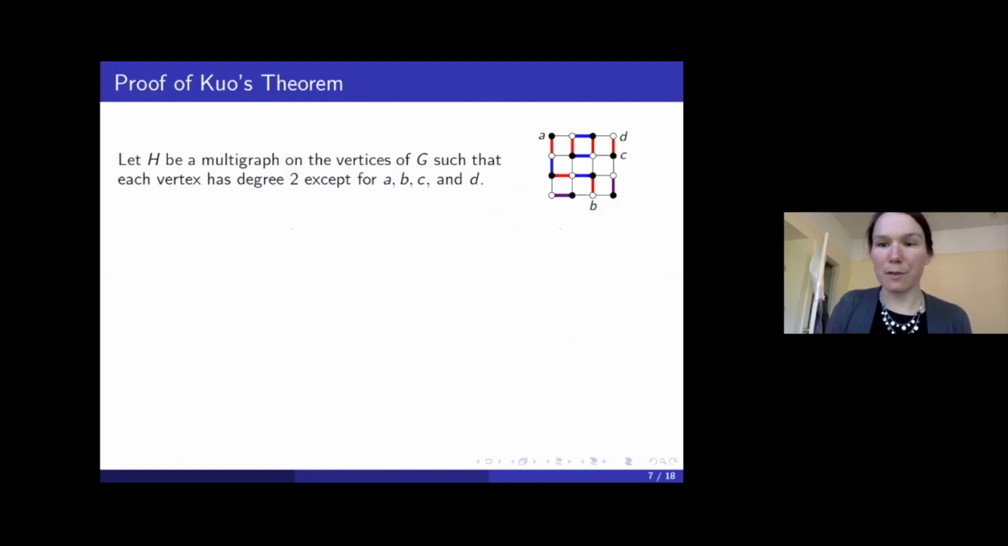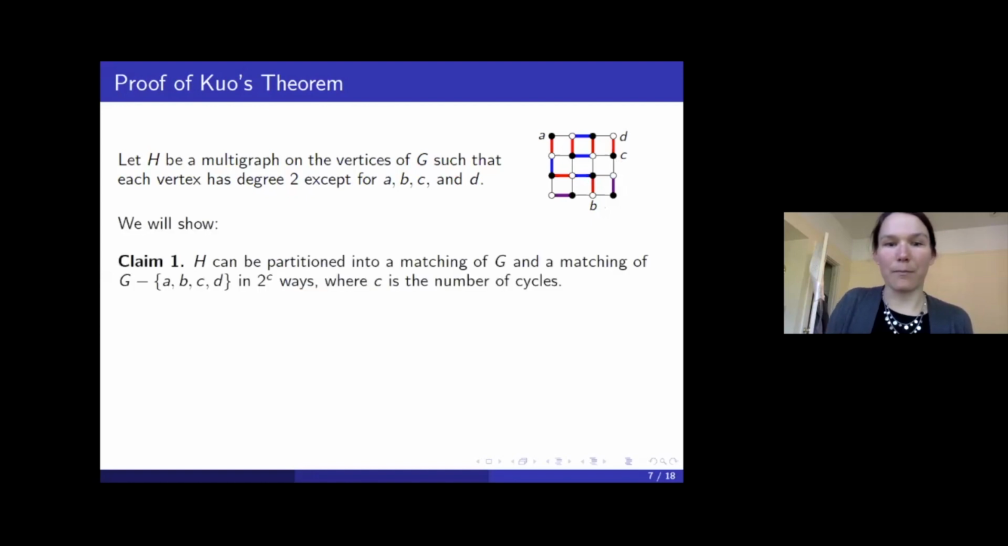So to prove his theorem, what Kuo does is he lets H be one of these multigraphs on the vertices of G, so that every vertex has degree 2, except for A, B, C, and D. And then what he shows is that H can be partitioned into a matching of G and a matching of G minus A, B, C, D in 2 to the c ways, where c is the number of cycles in the graph. And just to mention, in case there's any confusion, a doubled edge doesn't count as a cycle.